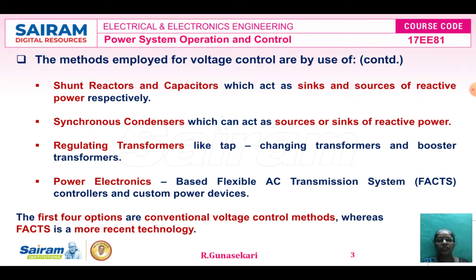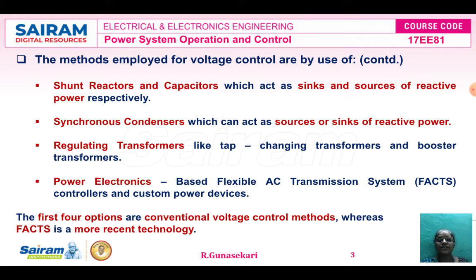Another method of voltage control is the regulating transformer. We can use regulating transformers such as tap changing transformers and booster transformers. We can use either tap changing transformers or booster transformers to control the voltage. Then next, power electronic devices are used for voltage control in the power system. What are the power electronic devices? Nowadays, the flexible AC transmission system, that is the FACTS controllers, and the custom power devices are the recent technology used for voltage control.